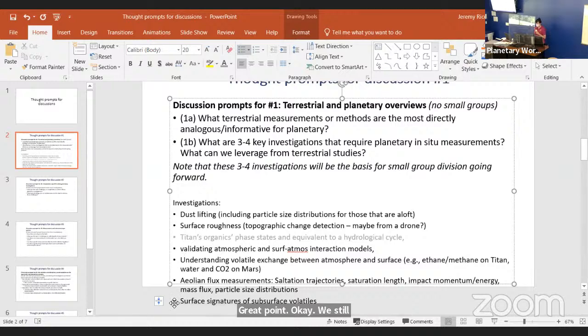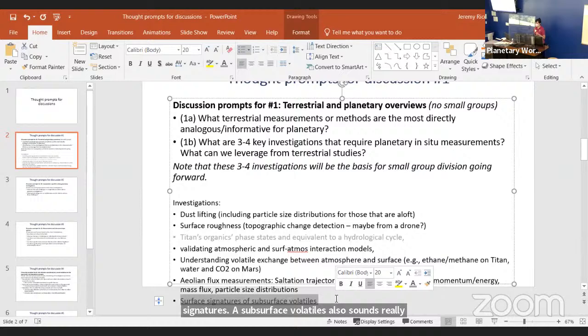We still have 6. Subsurface signatures of subsurface volatiles also sounds really interesting. Certainly that lends itself to in situ measurements, but is it in situ process observation measurements? Otherwise, I'm going to suggest moving that one off.